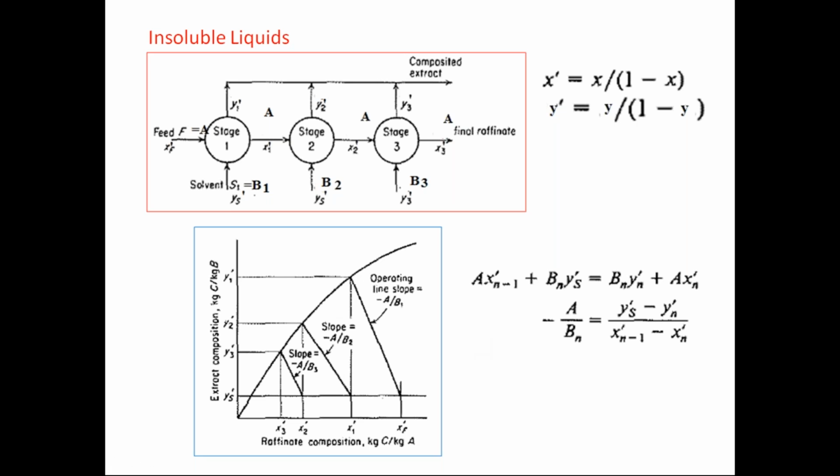So as a whole, what we can conclude is that in multi-stage cross-current operations, for the same separation, solvent consumption can be reduced instead of using the single stage. If you use the single stage, a lot of solvent is required. Instead of that, if you use three stages, then the solvent requirement will be reduced. So that is the benefit of having multi-stage cross-current operations.